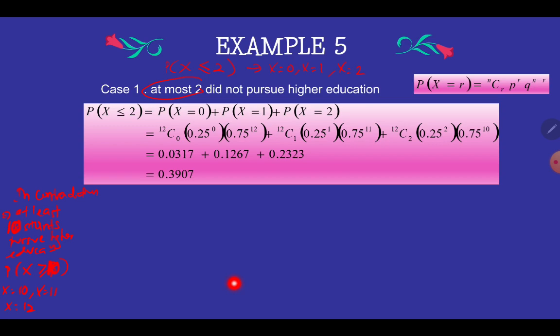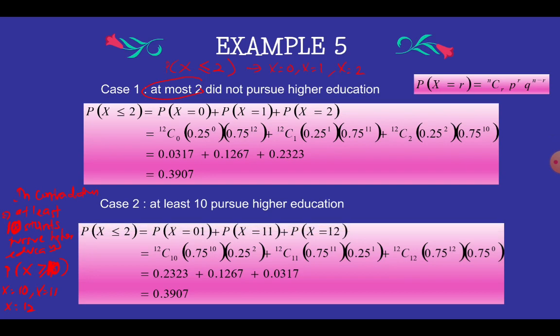So nak katanya, we have other alternative method. Case 2, in which we said that at least 10 pursue higher education. So we need to find what is the probability for x greater than or equals to 10. So this is the solution. Typo. This is 10. Okay. So as you can see, the answer will be the same. Okay, the answer will be the same because even though we have 2 cases, the meaning is still the same. Okay.